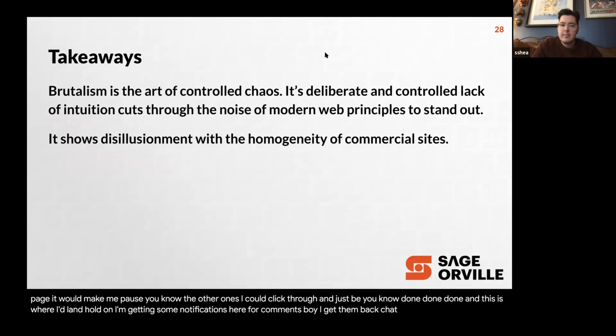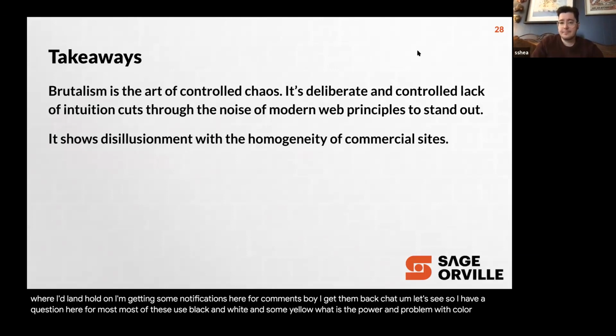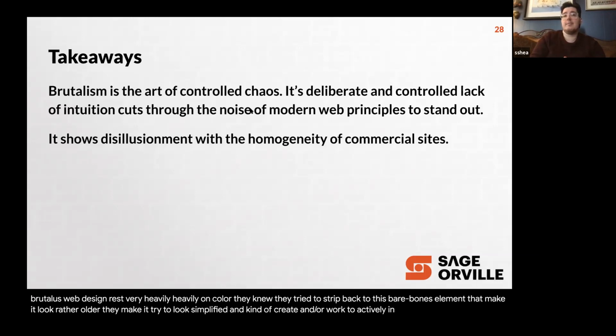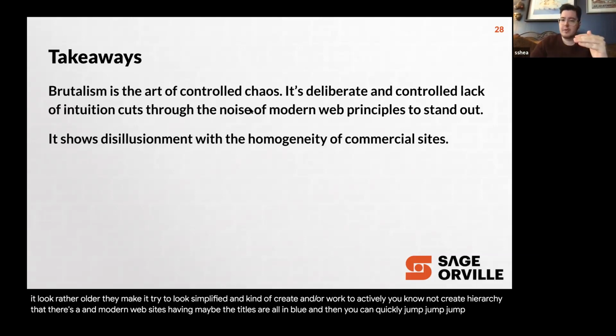All right. Let's see. So I have a question here. For most of these, they use black and white and some yellow. What is the power and problem with color? So not all brutalist web design rests very heavily on color. They try to strip back to this bare bones element that makes it look rather older. They try to look simplified and actively not create hierarchy, so that there's a little bit more noise to dig through than we're used to modern websites having, where maybe the titles are all in blue and then you can quickly jump through.